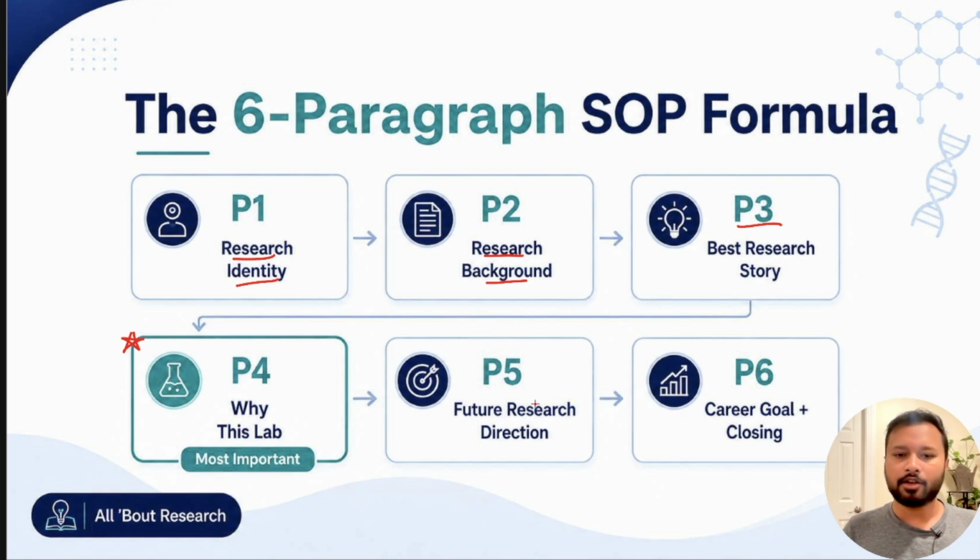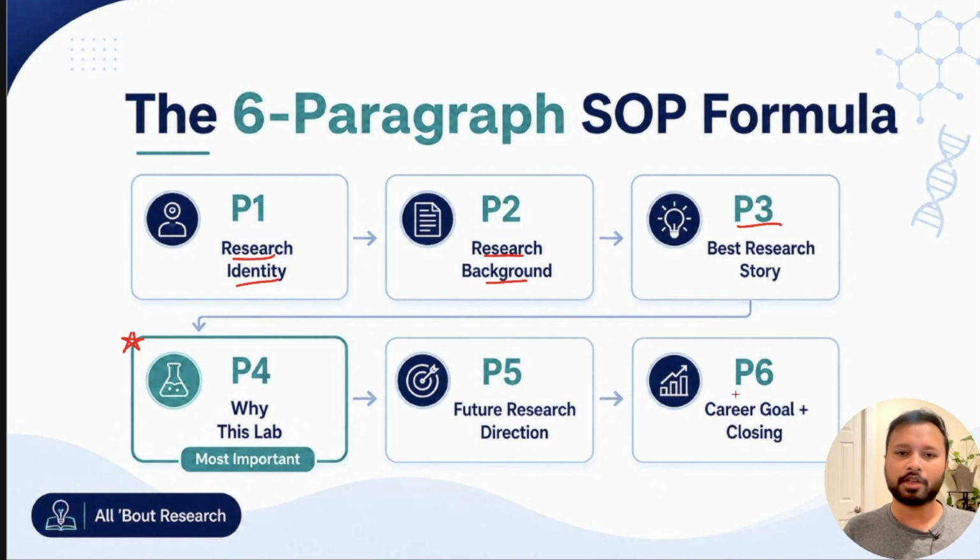The next paragraph is going to be about future research direction, like what future research you are planning to do in that particular lab. And then the last thing, or the closing remark of your SOP, should be your career goal, like whether you want to stay and do more research in that field or something like that. So your career goal should be your last and closing point.